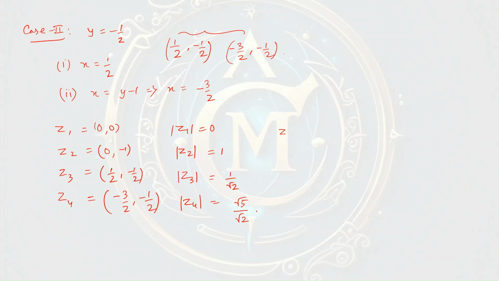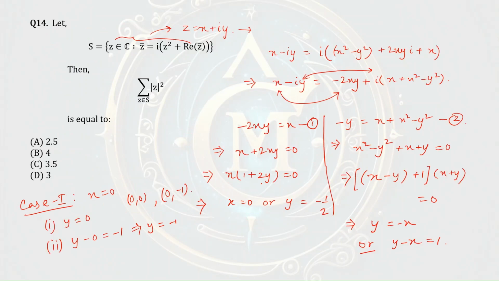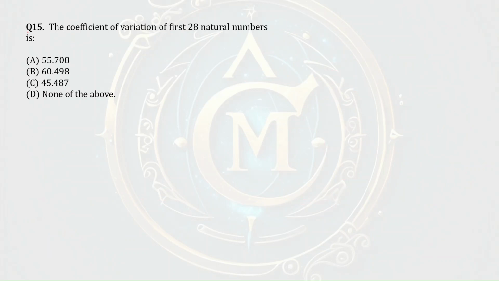So from here we get modulus of z1 square plus modulus of z2 square plus modulus of z3 square plus modulus of z4 square is equal to 0 plus 1 plus half plus 5 by 2. This is simply equal to, this is 6 by 2, so 3 plus 1, that is 4. So option B will be the correct option for this question. I hope you understood this question. This is the 15th question.